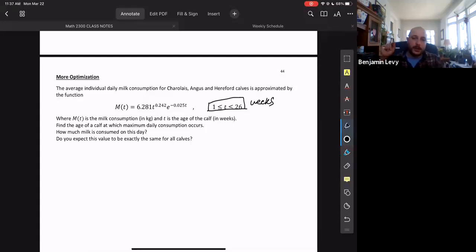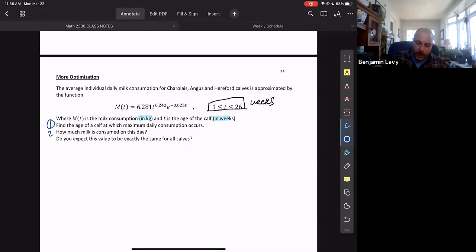As the milk consumption, right? So you plug in t in weeks and it tells you approximately how much one of these calves would drink in kilograms. So we've got our two units, kilograms and weeks, and we're going to do three things. One, find the age of the calf at which the max daily consumption occurs. So sometime during that period, maybe it goes up and then they hit their max and then maybe they'll start drinking less. I don't know, it may not just keep going up, for example.